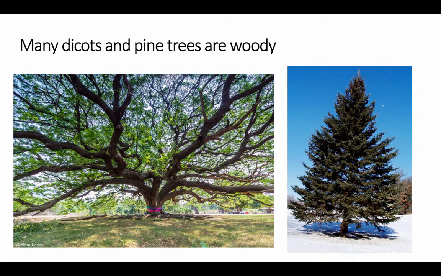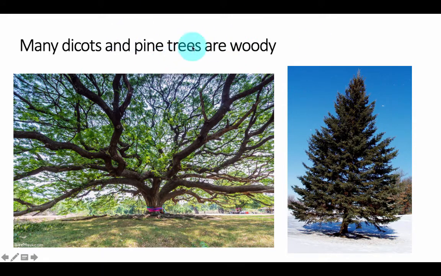Now I'm going to talk about monocots and dicots again. If you remember, monocots are plants in the flowering plant group that only have one cotyledon. So the seed does not split. Dicots, on the other hand, have two cotyledons. So many dicots are woody. And monocots, on the other hand, do not form wood tissues, but we'll talk about that in a little bit.